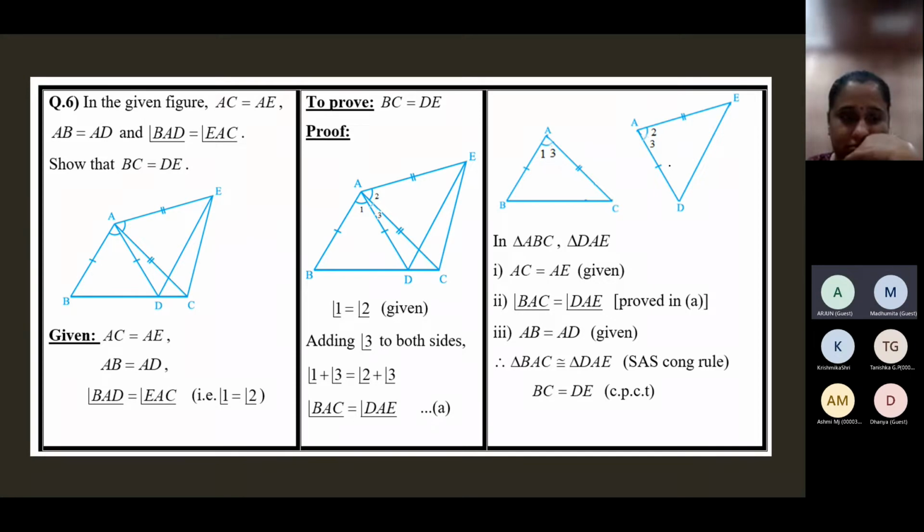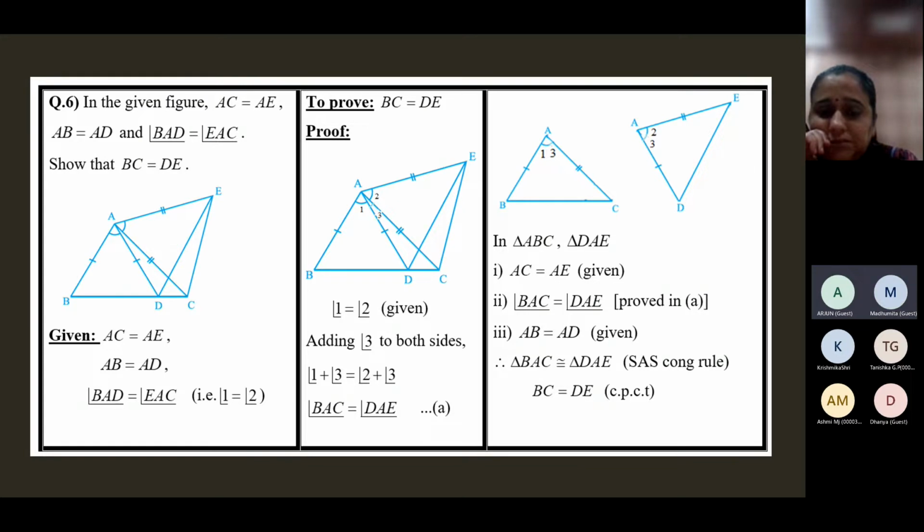Yes, ma'am. So in triangle ABC, to complete the angle, A is divided by a line AD, ma'am. So to complete it, we have to add both the angles. So we are adding angle 3 to both the triangles, and then the angle becomes complete. So angle BAC is equal to angle DAE, ma'am.